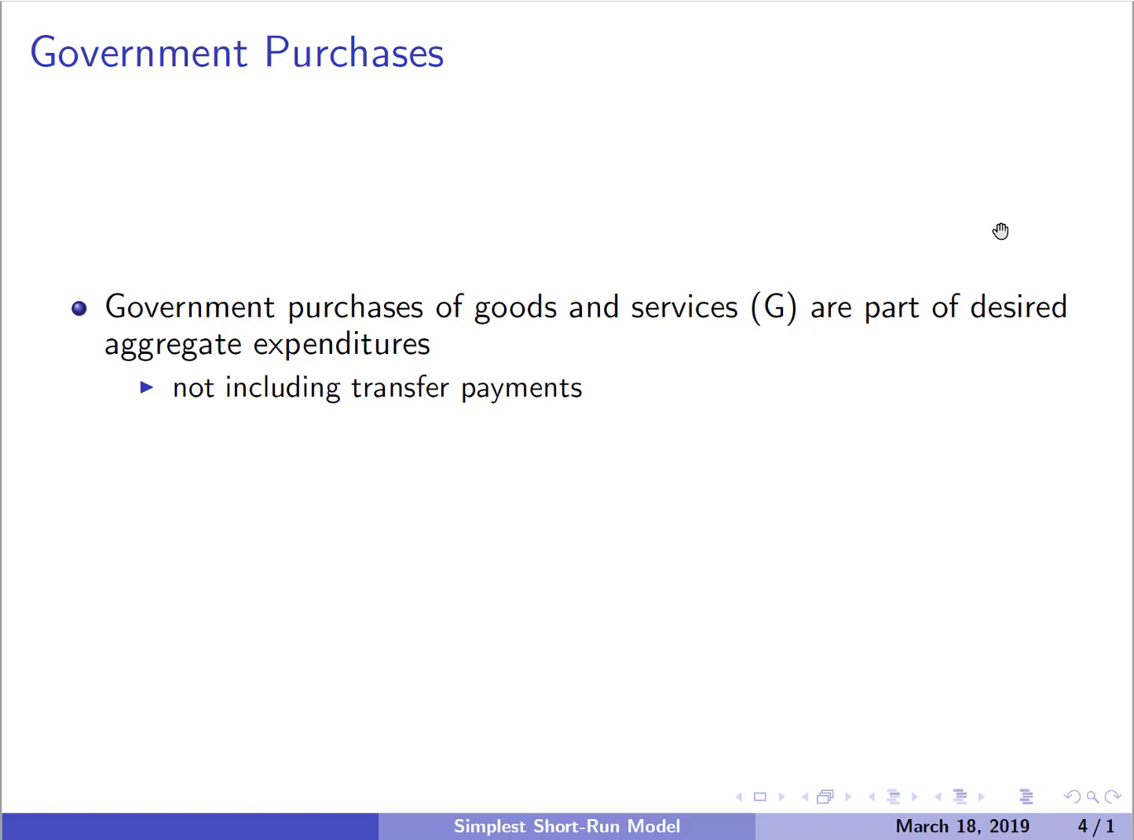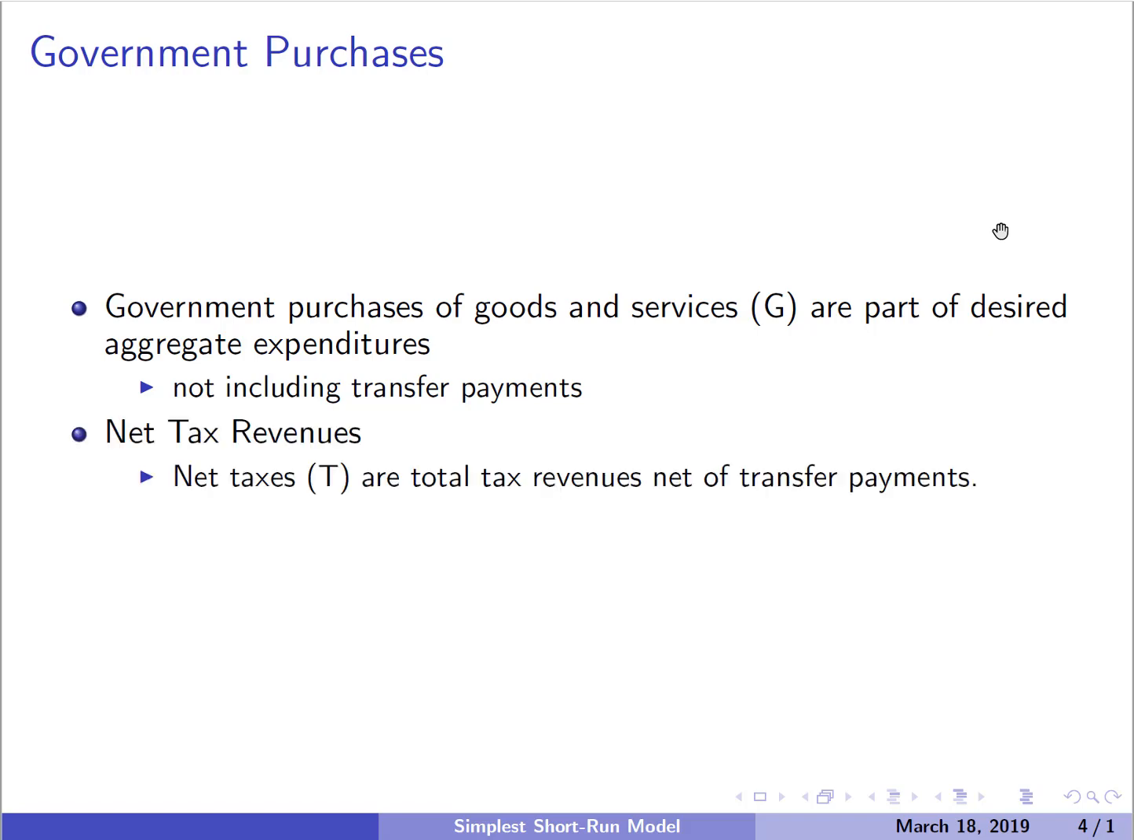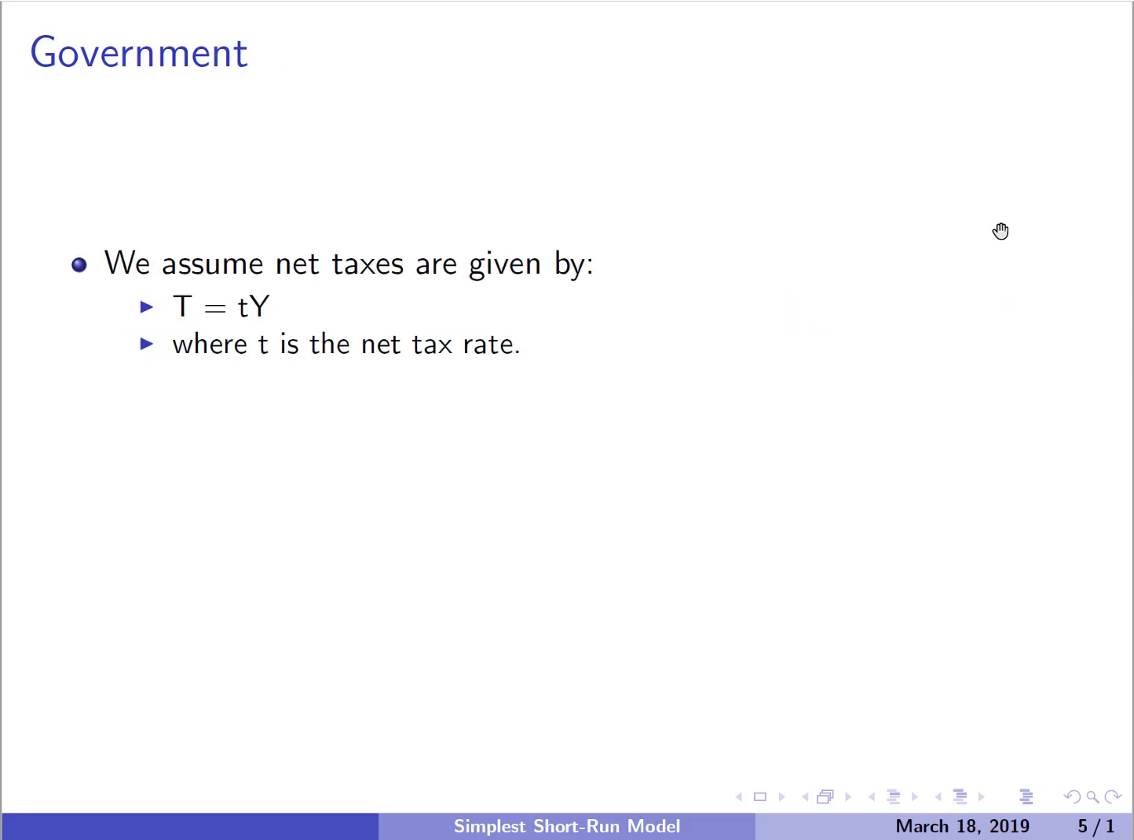So that's that first part, first side of government. The first job of government is to purchase things, in this model. The second role of government in this model, maybe role is a better word, is to tax. And the net tax revenues the government brings in this model is going to be represented by capital T. So those are going to be total tax revenues net of transfer payments. So again, we're not including transfer payments here.